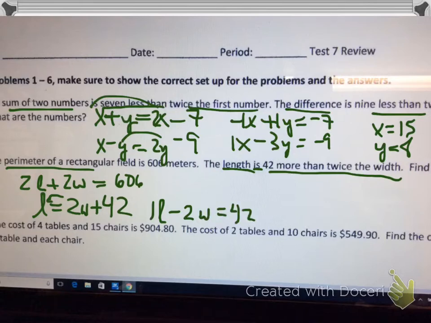So I could type in 2L plus 2W, 606, 1L minus 2W equals 42, to get L is equal to 216 and W is equal to 87. So fairly simple, not that hard. Okay, so let's look at number 3.